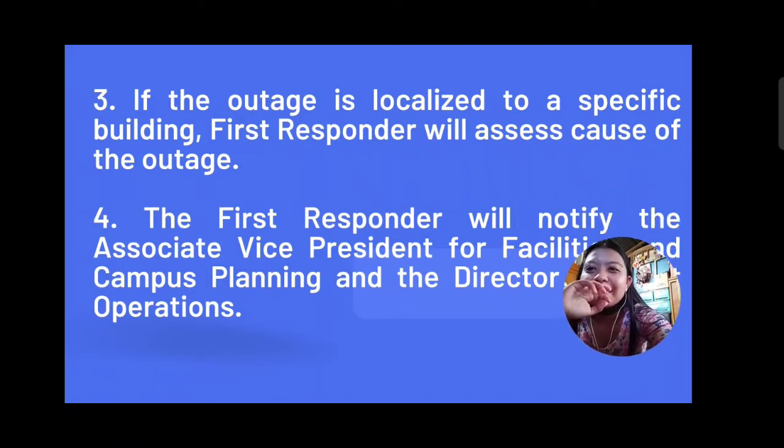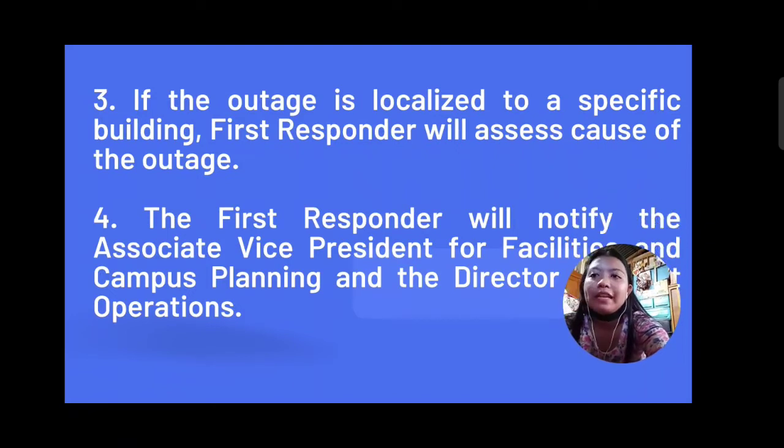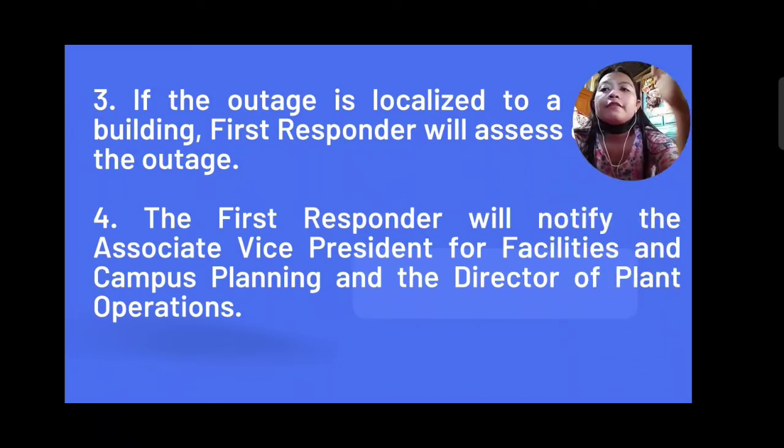If the outage is localized to a specific building, the first responder will assess the cause of the outage. So if ever there is a blackout, the first responder will also call for, for example, an electrician. The next one is the first responder will notify the Associate Vice President for Facilities and Campus Planning and the Director of Plant Operations.